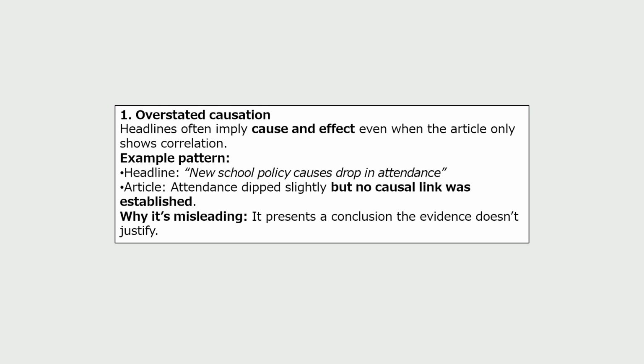News article headlines often imply cause and effect, even when the article only shows correlation. For example, a headline might say, "New school policy causes drop in attendance," whereas when you read the article, you see the attendance dipped slightly, but no causal link was established.